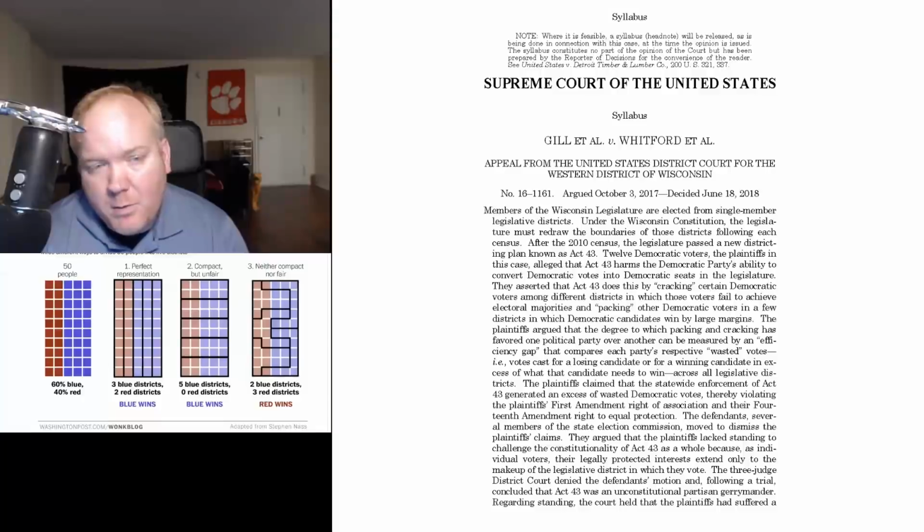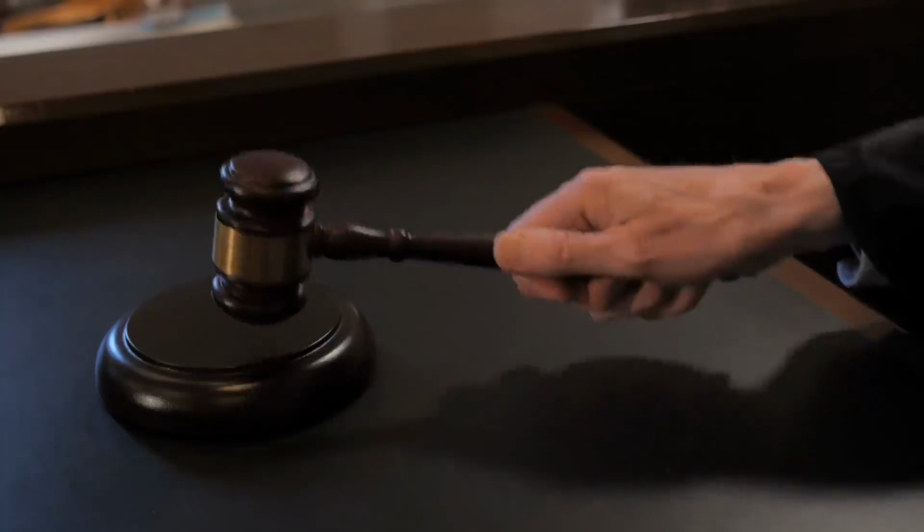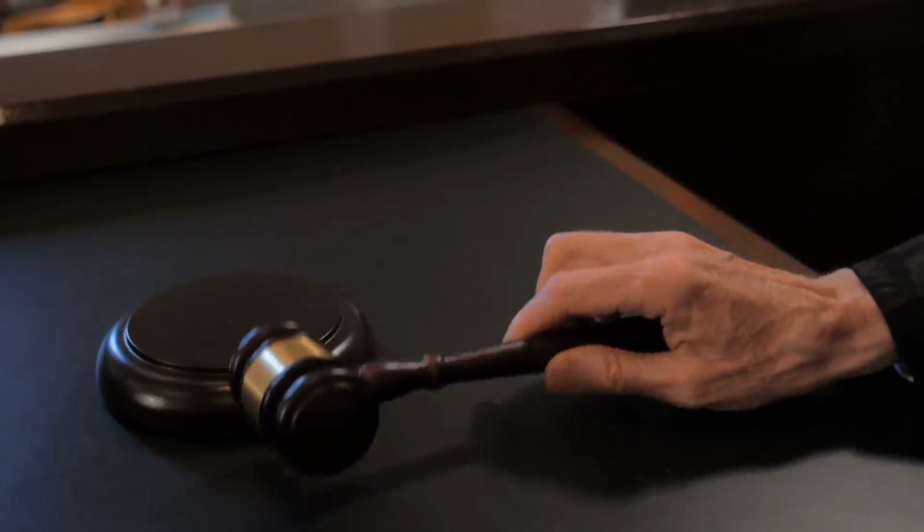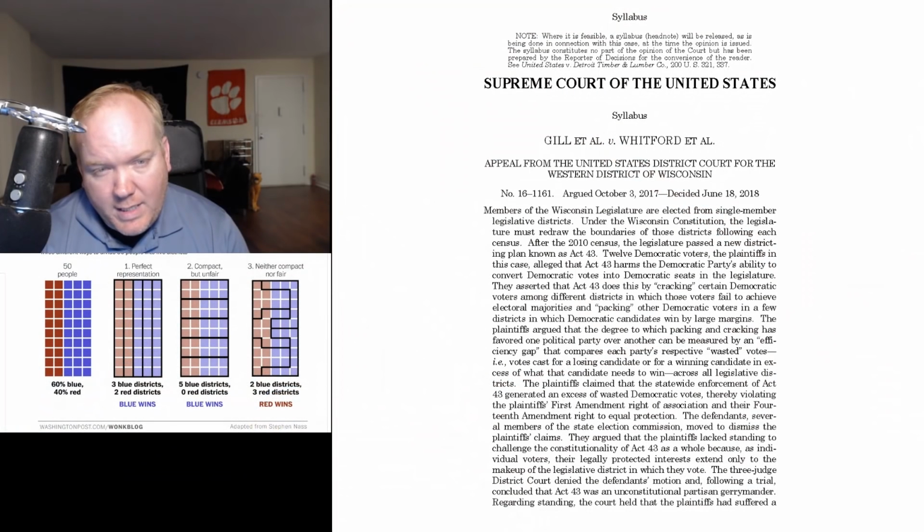Well, the United States Supreme Court didn't adopt the test or any other test. They kicked this back to the lower court for some further decision, based on an issue of standing. Standing is a really important issue.